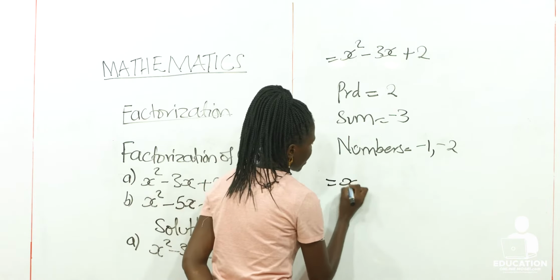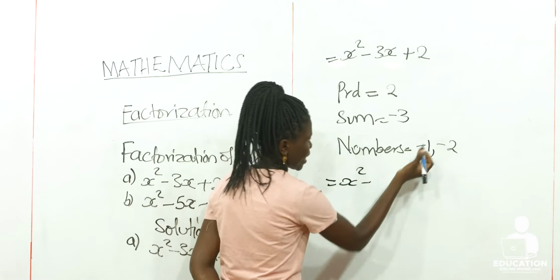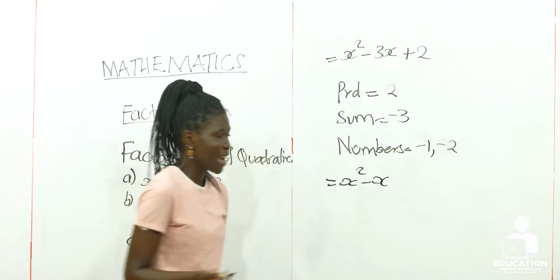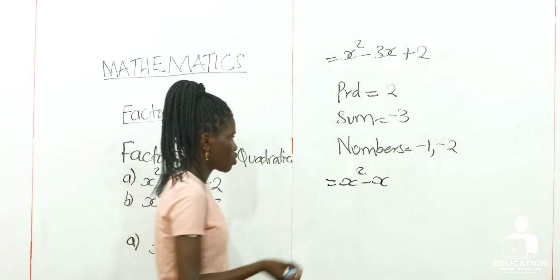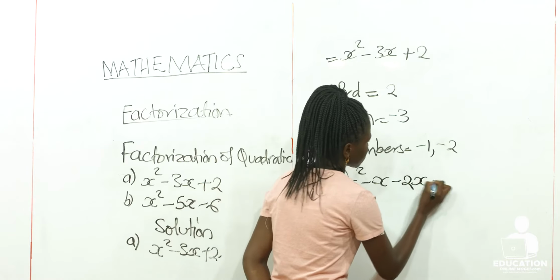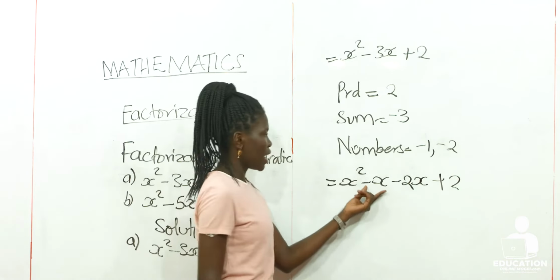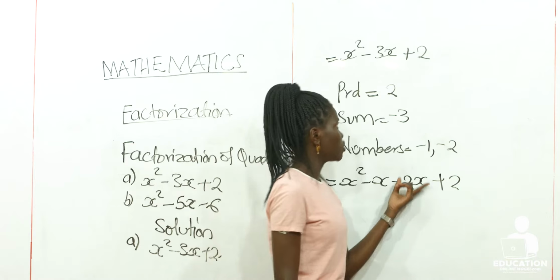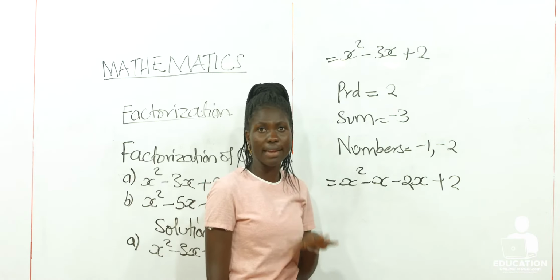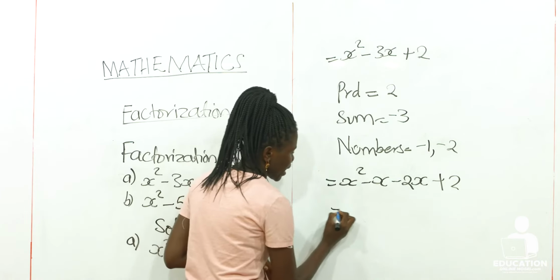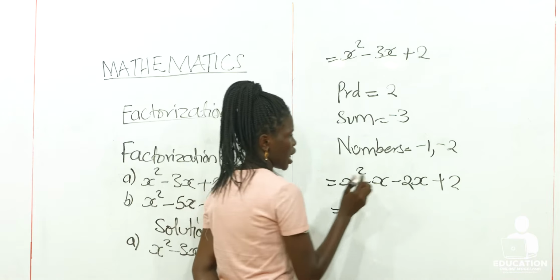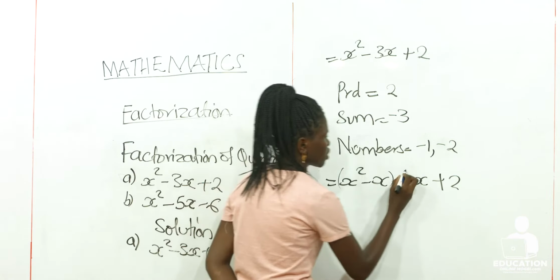So now we are going to have x squared minus our 1x. Even if you don't write the 1, it doesn't make any difference. So we simply write it as x, then minus 2x plus 2. When you add negative x minus 2x, you will still end up getting your negative 3x as in the original question. So we've not altered the question much. After here, since we are now having 4 terms, we're going to group them.